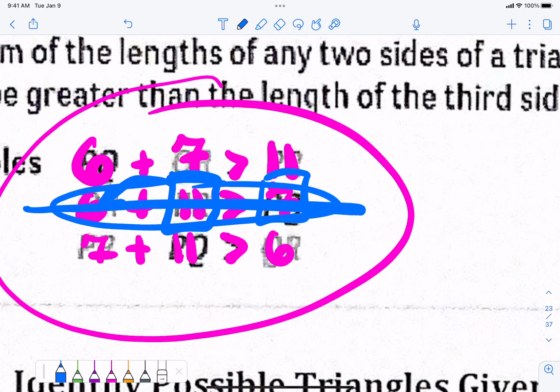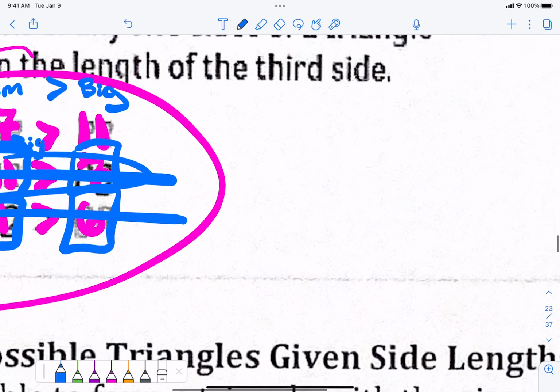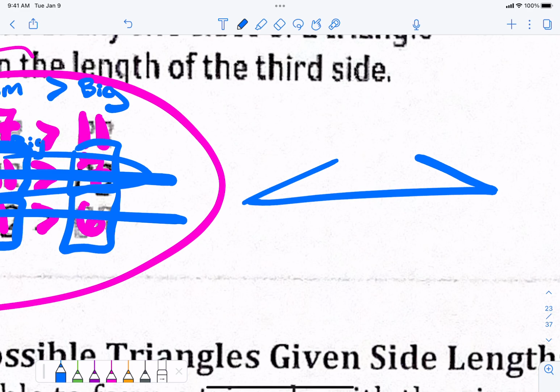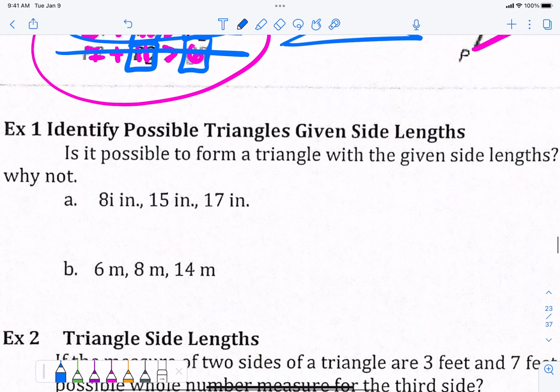Because of course, when I put the big side over here, it's going to be bigger than the other side. Does that make sense? Like you wouldn't have to check that. Same thing here. 11 is already bigger than 6, so I don't have to check this one. I really have to just check that the 2 small ones added together are bigger than the big one. Otherwise, they're not going to meet in the middle. I'm going to have like this thing going on, where they're too short and we don't come together at the top, right? So that's what we're looking for here.